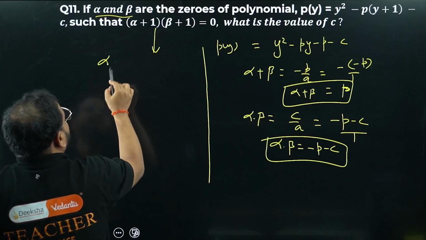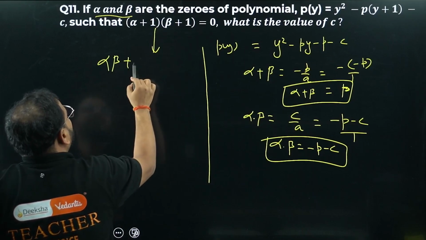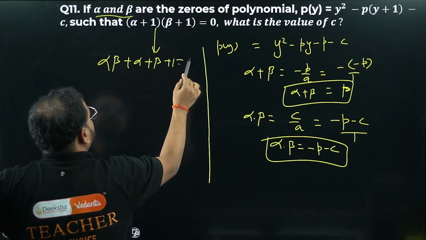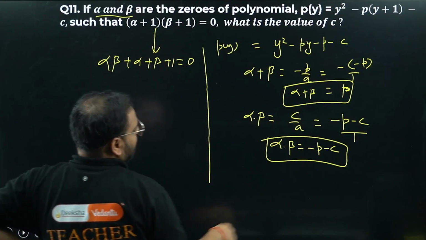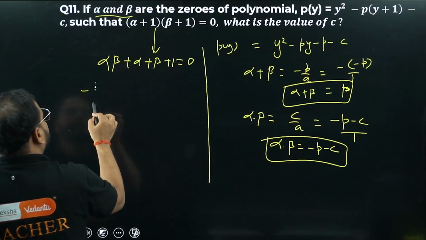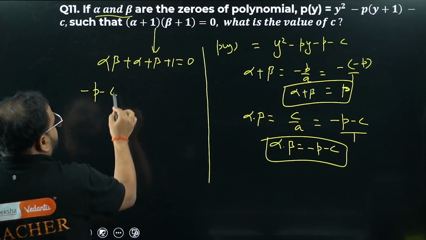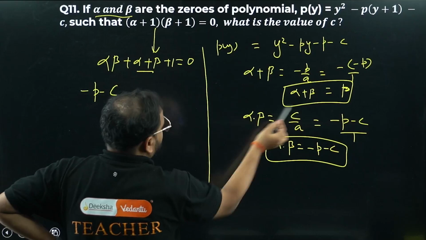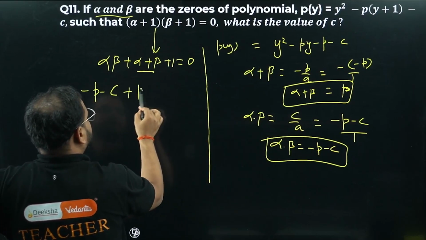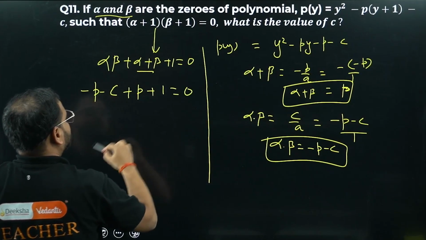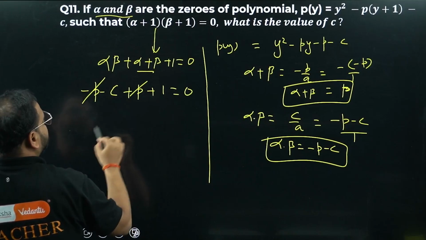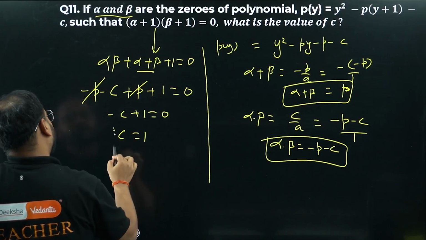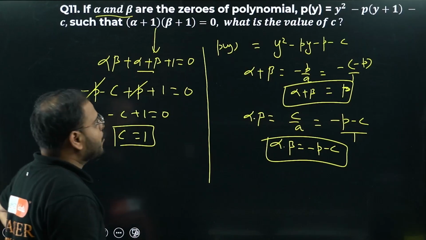Expand it over here. So alpha into beta is alpha beta, plus alpha, plus beta, and plus 1 equals 0. Alpha beta is minus p minus c, plus alpha plus beta, which is plus p, and plus 1 equals 0. Minus p plus p gone. Minus c plus 1 equals 0. It means c equals 1. My final answer.